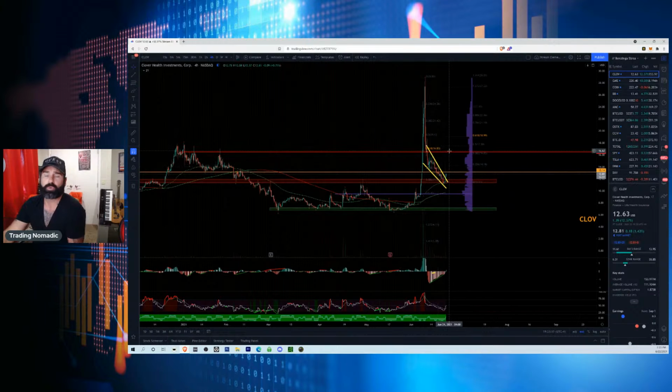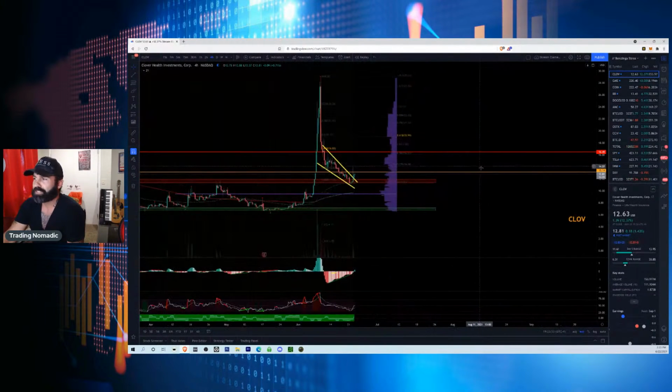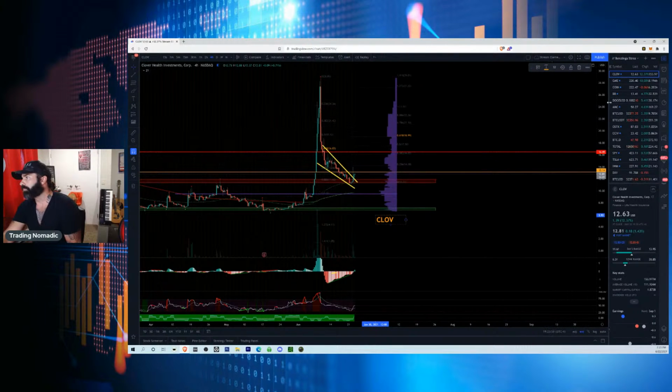And the 3 will make up for it, and it'll keep you profitable. And that's a strict guideline I use with all trades. What was the other one I wanted to point out here?